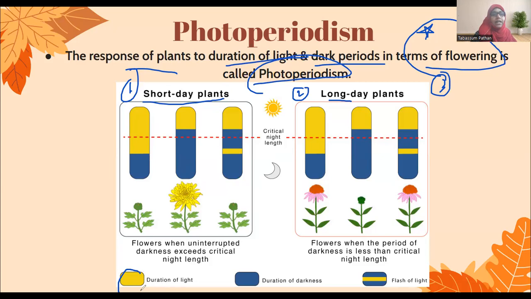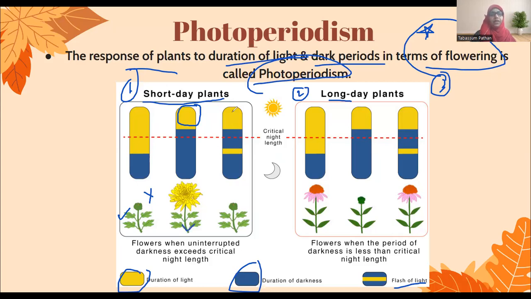This yellow part is telling you duration of light, the blue part is telling you duration of darkness, and this dark blue with the yellow is telling you that in between, during the dark period, a flash of light is given. So you see these are all short day plants, but if you give more than the required amount, it will not flower. This is just the required amount of light in this case, so it is flowering over here.